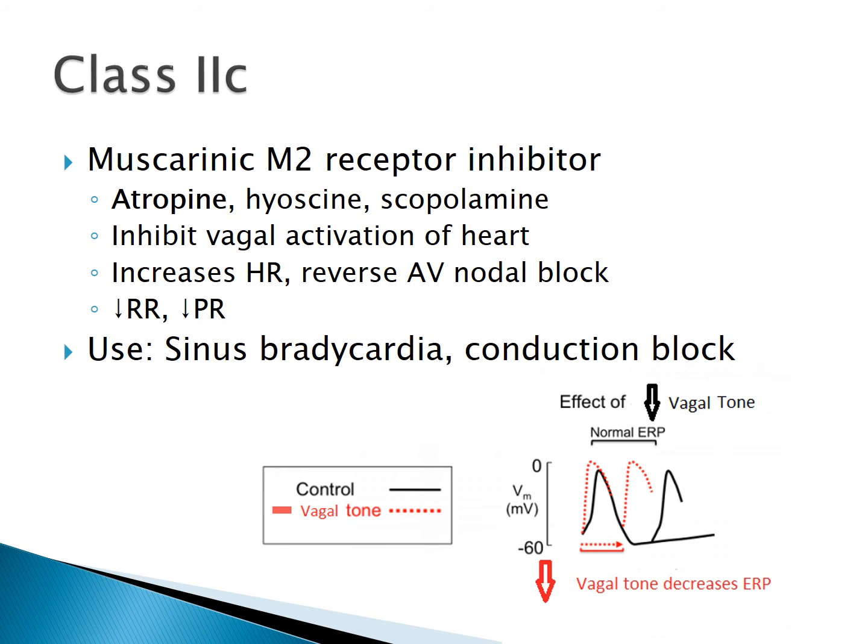Decreasing the vagal tone will increase the slope of phase 4 as seen by the red dotted line in the diagram. This decreases the refractory period, increasing action potential in the node. This causes an increased heart rate and reverses AV block. You will see a shorter RR and PR on your ECG. Atropine is used for sinus bradycardia and for conduction blocks.